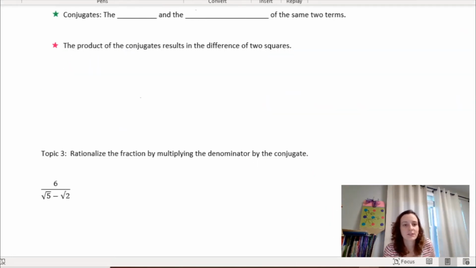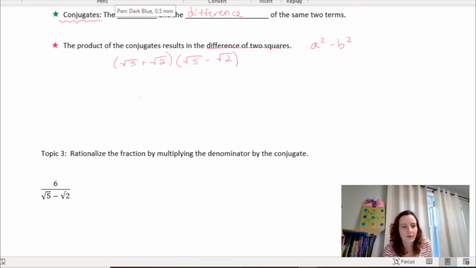Okay, and in the next part of the lesson, we're going to learn about conjugates. And conjugates are the sum and the difference of the same two terms. Okay, and what's neat about conjugates is that the product of your conjugate, so for example, if I have the square root of 5 plus the square root of 2, and its conjugate, which is going to be the square root of 5 minus the square root of 2, then the result should be the difference of two squares. And if you remember from previous chapter, the difference of two squares looks like a squared minus b squared. So let's see if this is true.